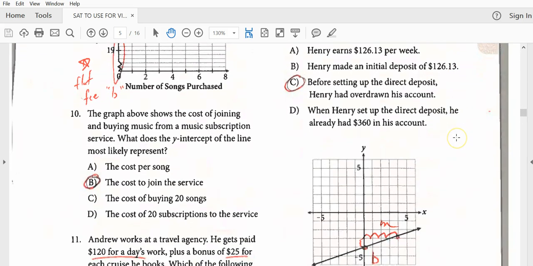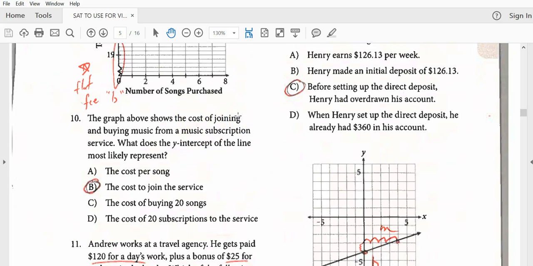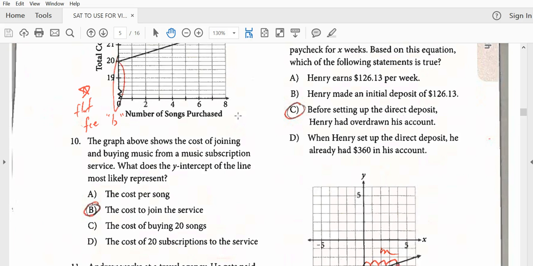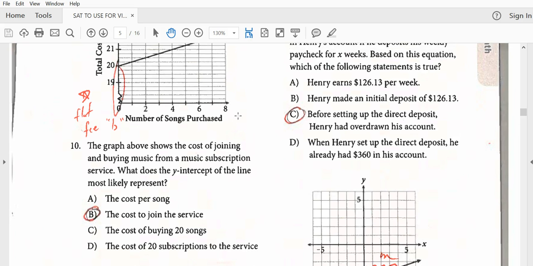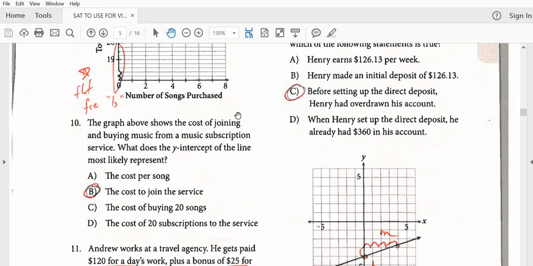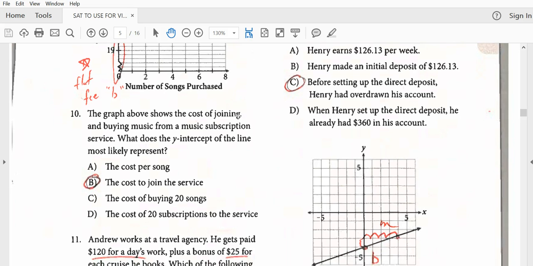Alright, number 10. The graph above shows the cost of joining and buying music from a music subscription service. So here it says, what does the y-intercept of the line most likely represent? The y-intercept is always just a vocab term, like our starting value or flat fee. So the closest thing to that is the cost to join, right?